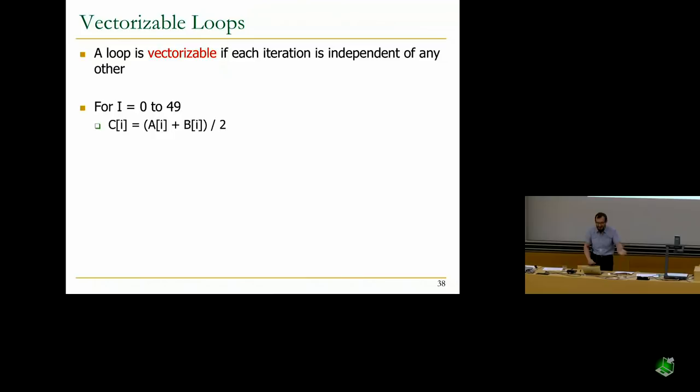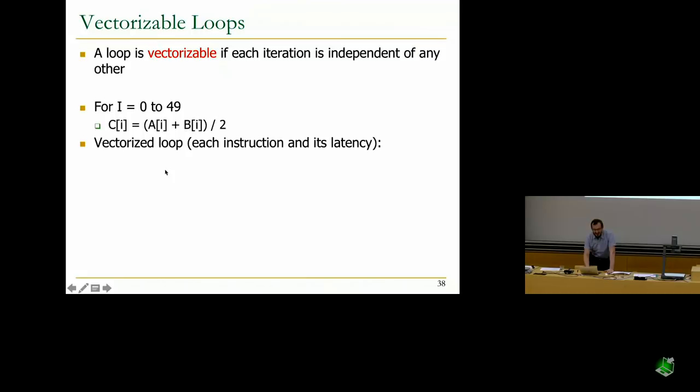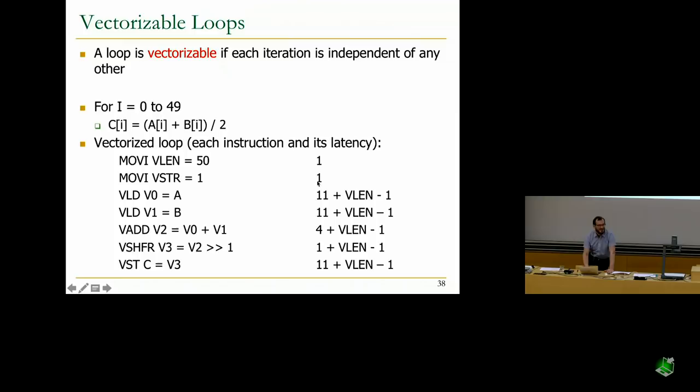So if you vectorize this, this is the code we're going to write for a vector machine. And I'm going to show you each instruction and its latency. It's going to be as simple as this. No branches. We're going to first set up the vector length. Vector length is 50. Vector stride is 1. You should lay out your data that way. Otherwise, you should set your vector stride to something else. But in this case, the stride is 1.